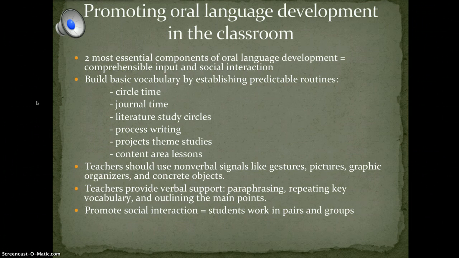In order to build a basic vocabulary foundation for English learners, Peregoy and Boyle emphasize the importance of establishing predictable routines where the content changes through the year but the structure remains the same. Some common routines are circle time, journal time, literature study circles, process writing, projects, theme studies, and content area lessons like math, science, and social studies.